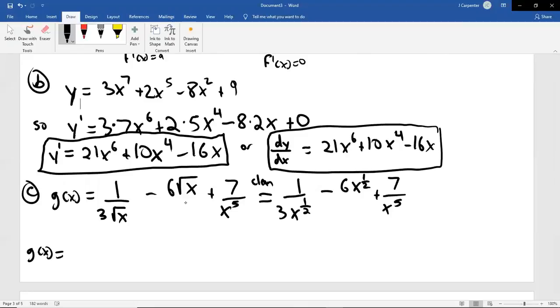Let's bring things in the bottom to the top that need to be. Now the 3 can stay. The 3 is perfectly fine in the bottom, but that x to the 1/2 is going to go to the top and become a negative 1/2. You could also write the x to the side. I'll show it both ways. Then the minus 6x to the 1/2, that was fine being up in the top already. Then plus 7, and then we'll have our x to the negative 5th.